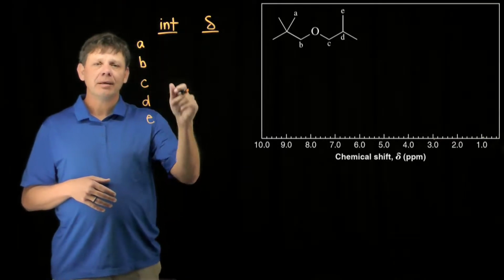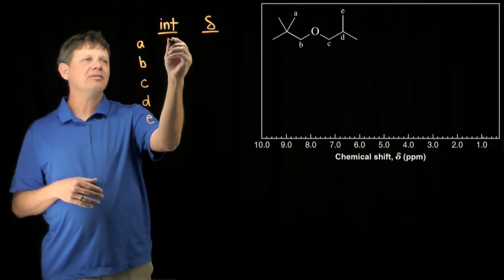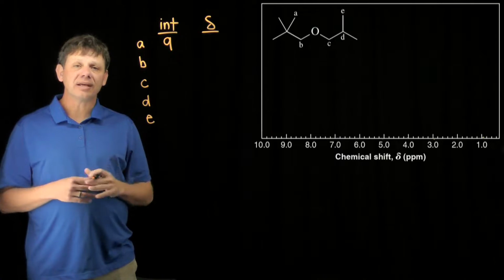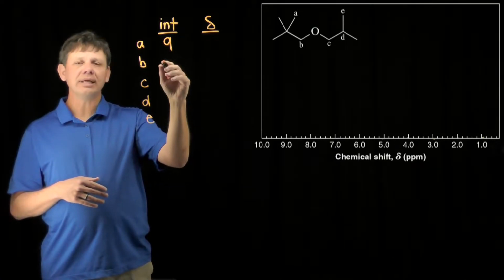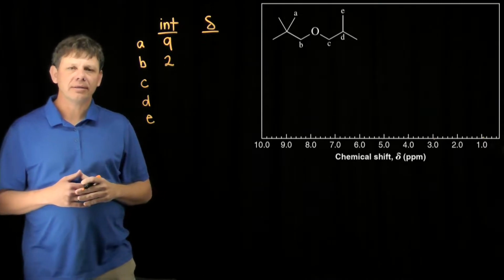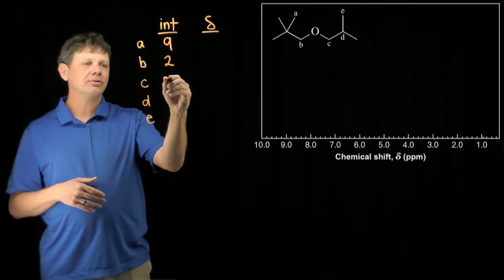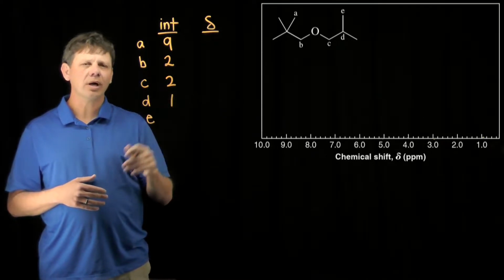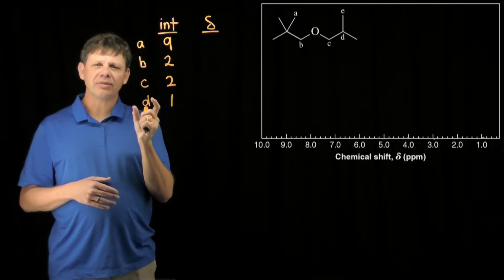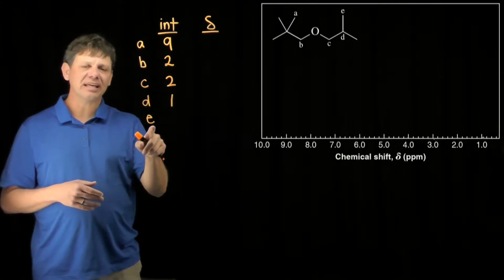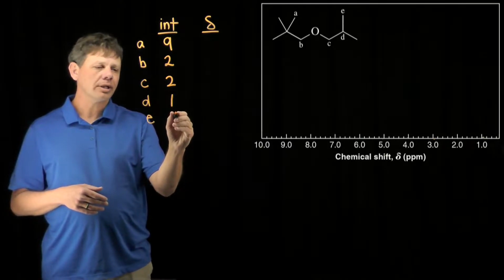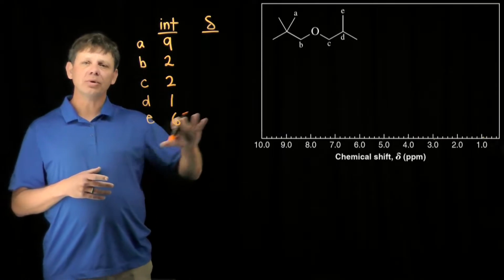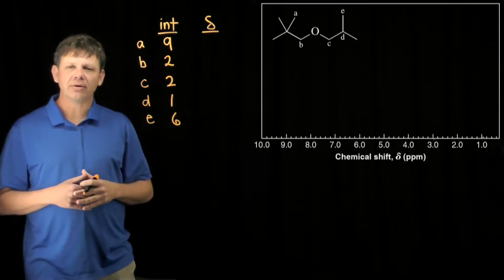And that is for A, because all three methyl groups are the same, A's signal will integrate to 9 hydrogens. B's signal, because B is a CH2 and they are 2 unique hydrogens, will integrate to 2. C is also 2 hydrogens, it will integrate to 2. D is only a CH, it integrates to 1. And because there's free rotation around the CD bond, the 2 methyl groups at E are identical, so E will integrate to 6. So when we place these signals, we'll need to make sure that we show those integral values.